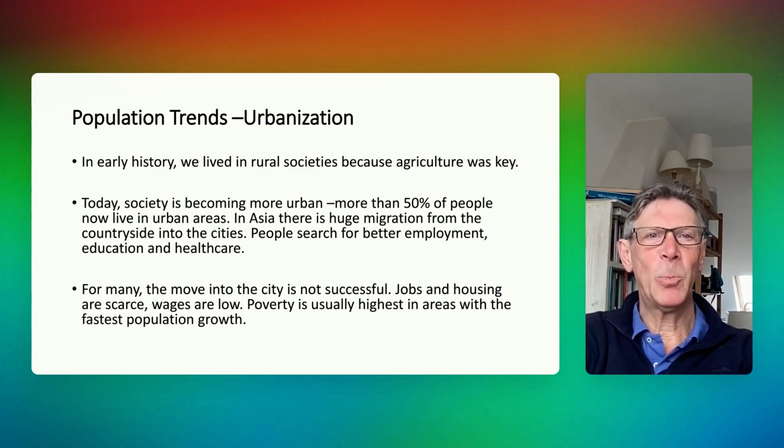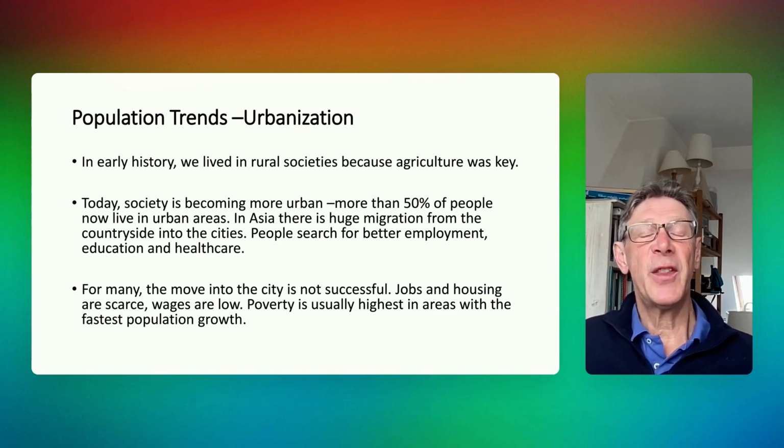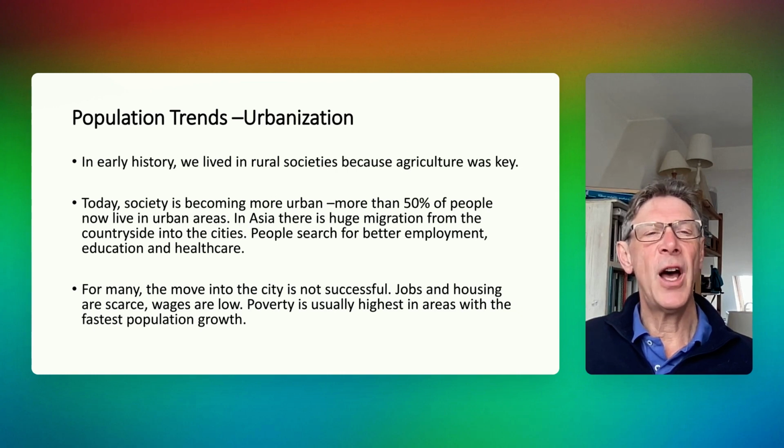London is a city. One thing that we have seen in history is how people have moved from living in rural areas, because agriculture was the key industry, was where most people worked. Then with industrial revolution and with increased urbanization, people moved to cities. Now more than 50% of the world live in urban areas. In Asia, you are seeing huge migration of people moving from the countryside into the cities.